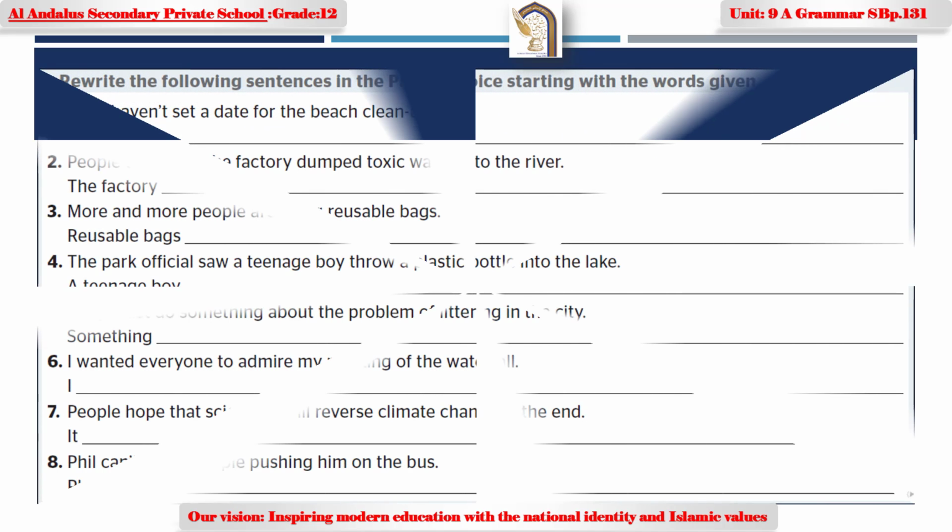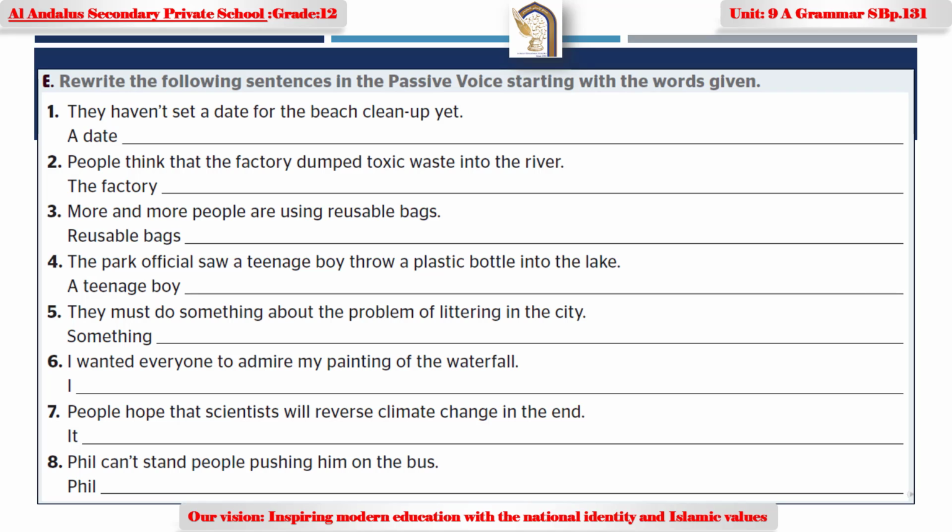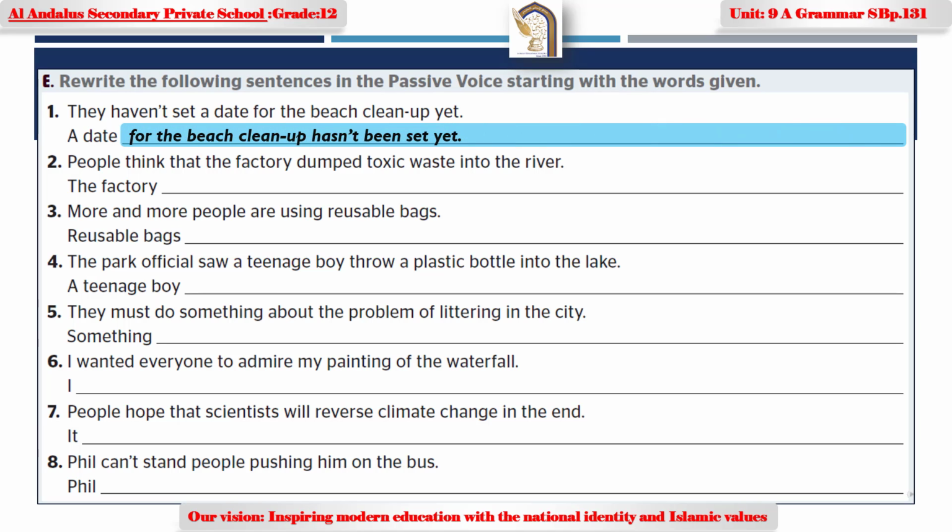Dear friends, this is our final task for today. This is exercise E. Read the following sentences in the passive voice, starting with the words given. As usual, gentlemen, we are advised to stop the video for a relevant time till we think about the correct answers. Now we can check our work. Sentence number 1. They haven't set a date for the beach cleanup yet. A date for the beach cleanup hasn't been set yet.